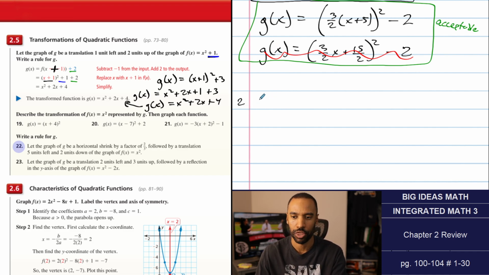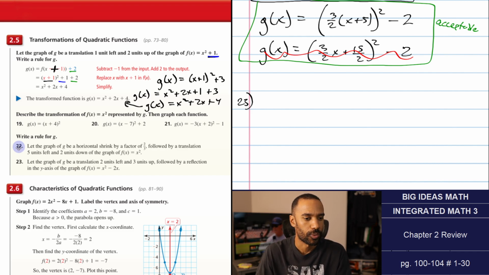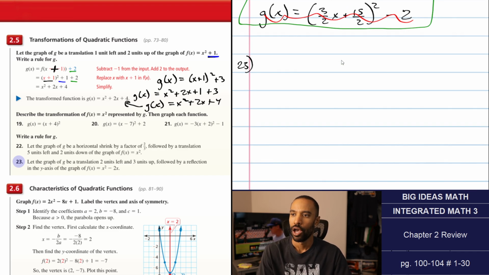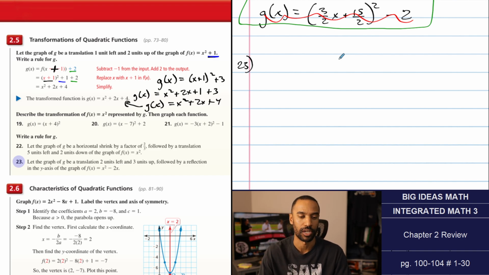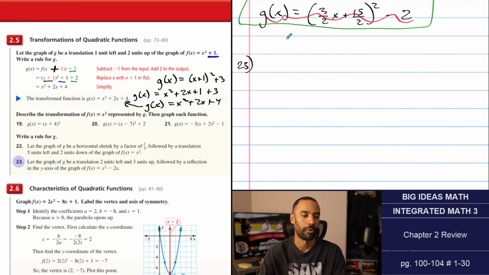All right, let's go to number 23. Let the graph of g be a translation 2 units left and 3 units up, followed by a reflection in the y-axis of the graph of f of x equals x squared minus 2x. Okay, there's every reason in the world that you really want the interim here, especially considering this is in vertex form. I'd want this anyway. So I'm really going to hunker down, start with the translation, then do the reflection. That's another reason order of operations will matter.